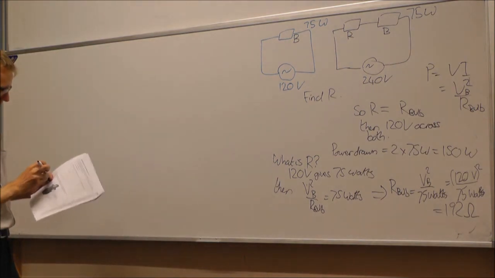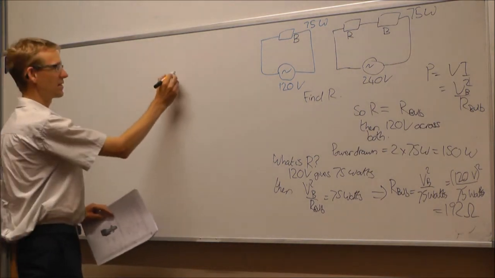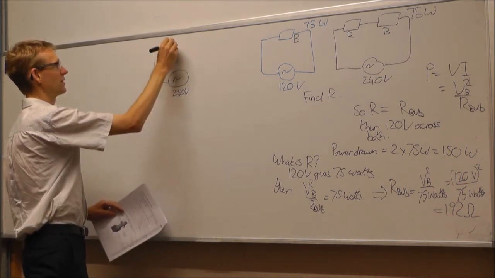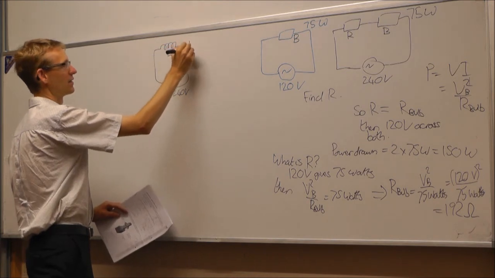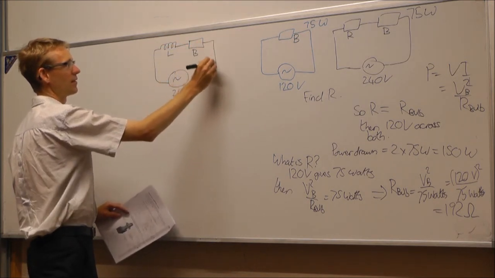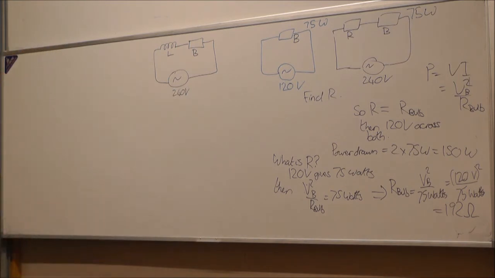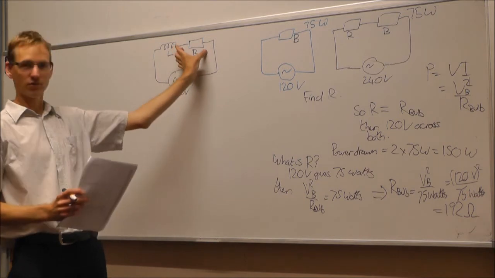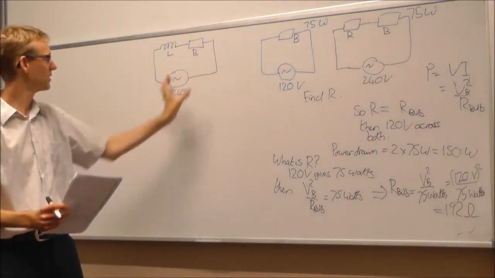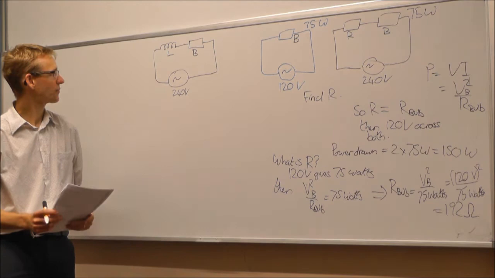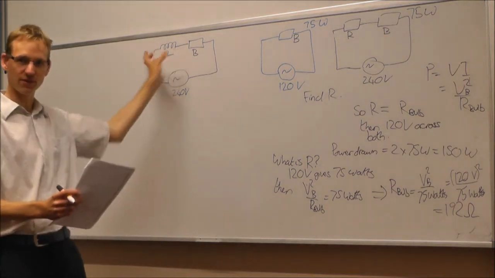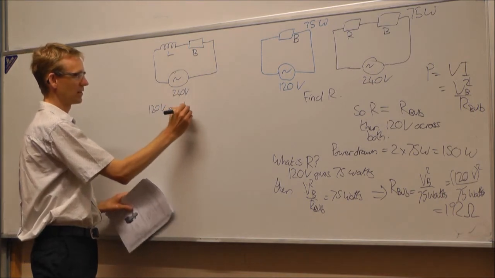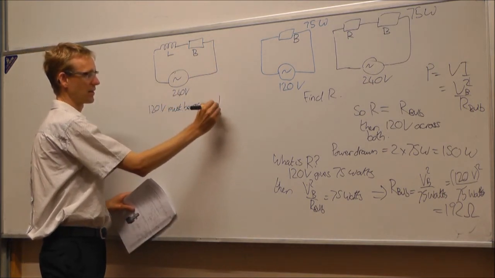Right, next part is the inductor. So in this case, again, we've got 240 volts, and we're putting an inductor, L, with our bulb. And again, what we need to do is to make sure that 120 volts sits across there, which means 120 volts sits across the inductor. So 120 volts must be across L.